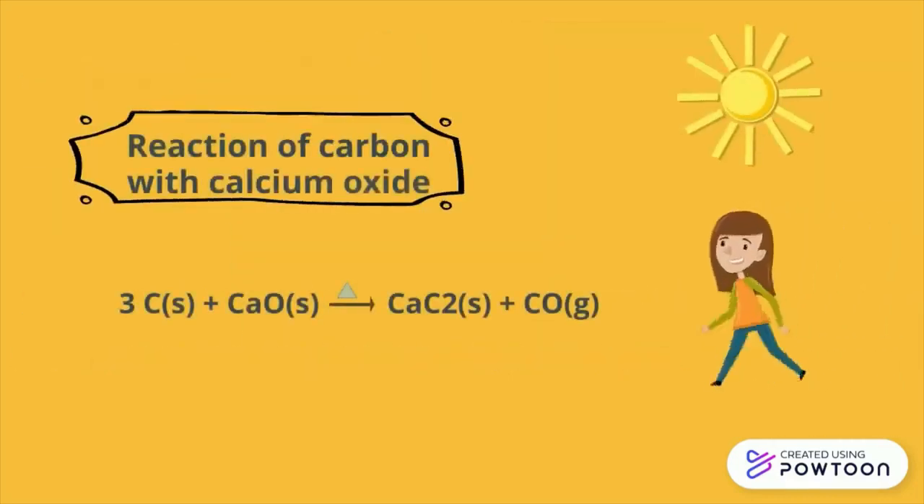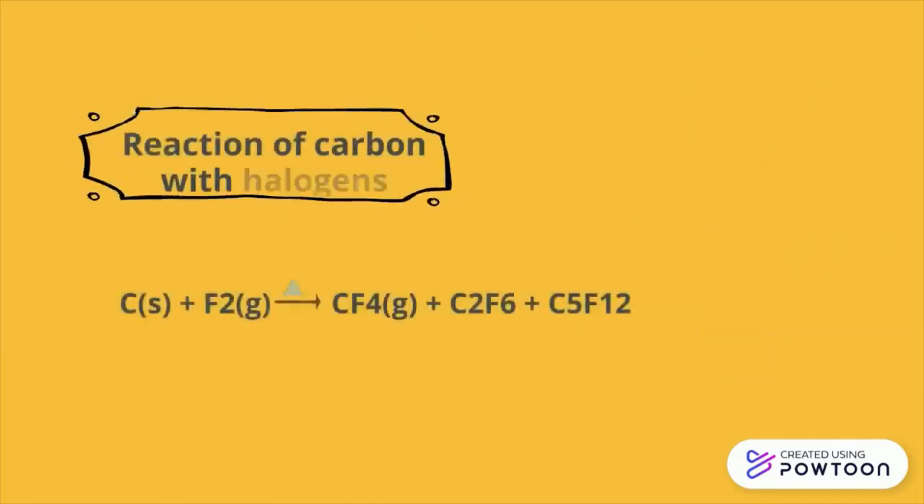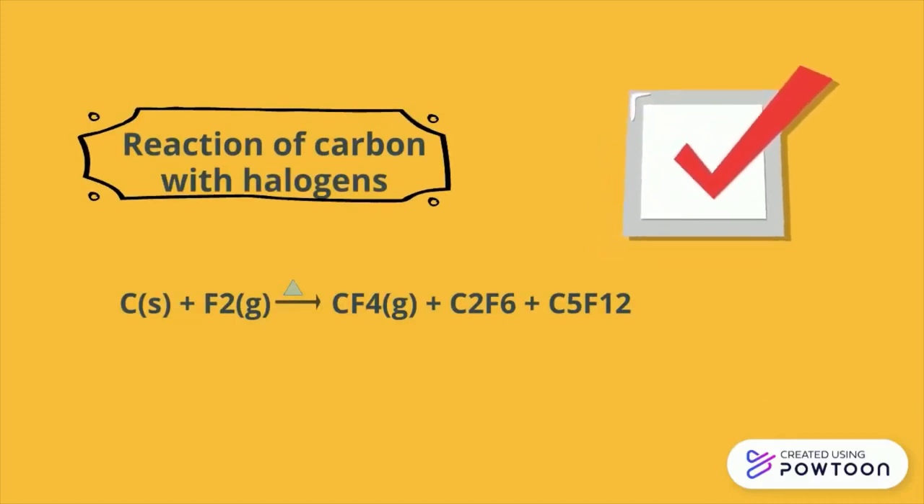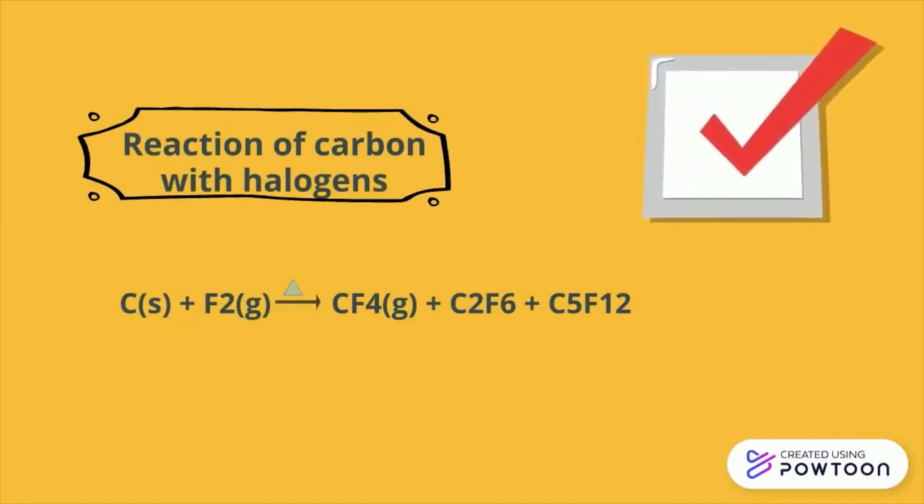Carbon reacts with calcium oxide at high temperatures, forming calcium carbide. Graphite reacts with fluorine in excess amounts at high temperatures, forming a mixture of CF4, C2F6, and C5F12. At room temperature, the reaction with fluorine results in a mixture called graphite fluoride.